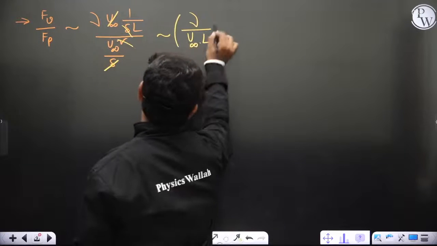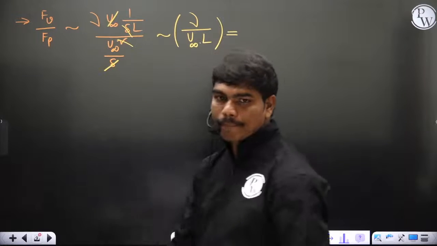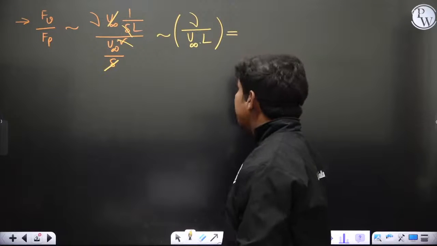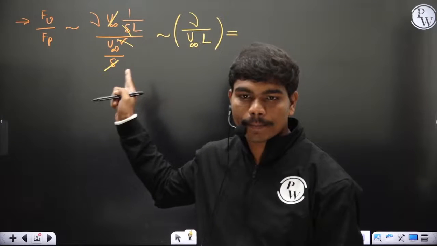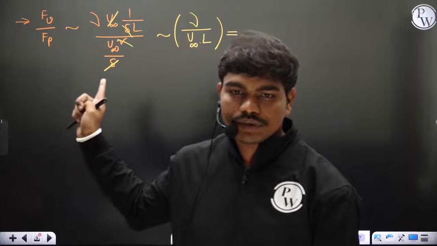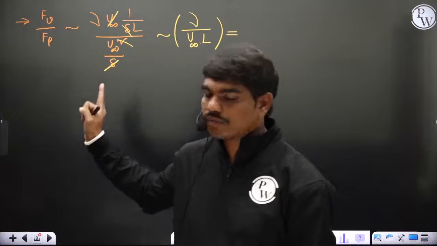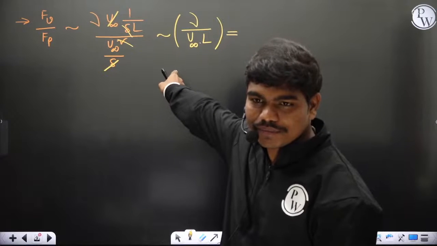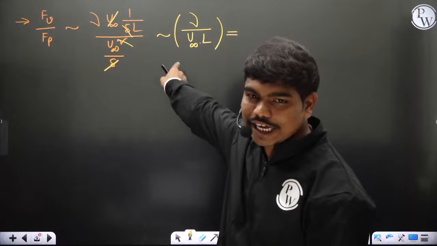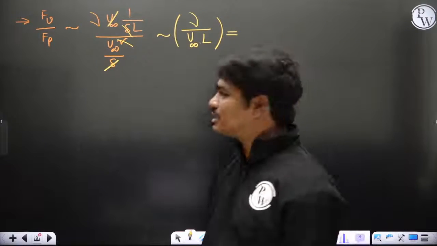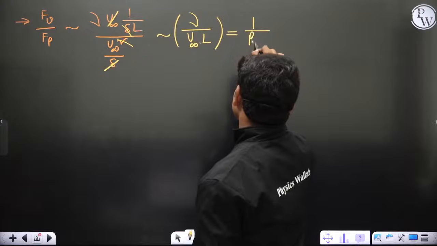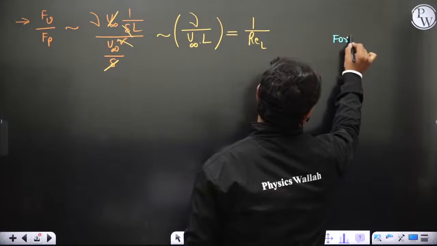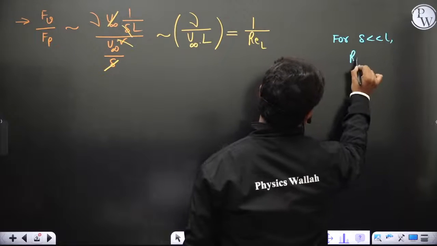Now, can anyone tell me what is this term? Kinematic viscosity by U infinity into L. You all know what is that term. This is actually a ratio. What is that? Reynolds number. Okay. So this is 1 by Reynolds number. Now you know, for delta much less than L, Reynolds number is very high.